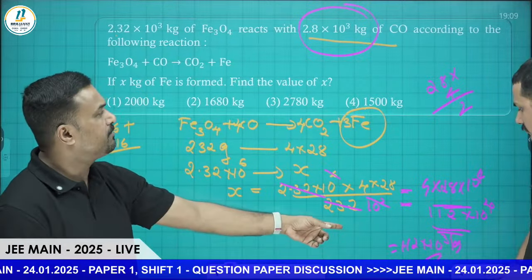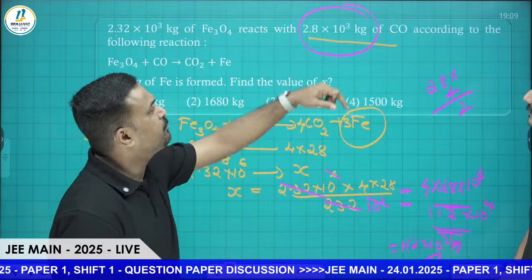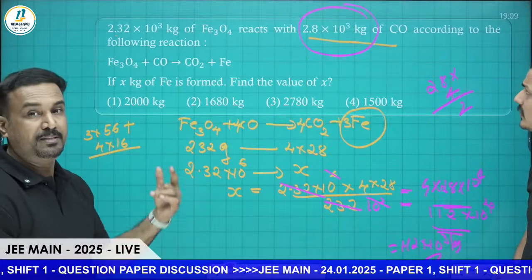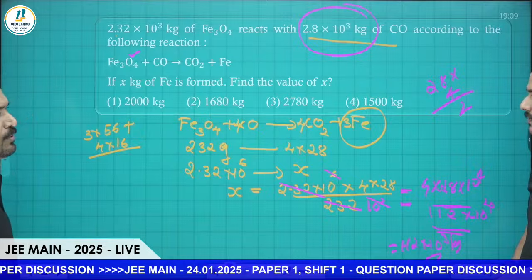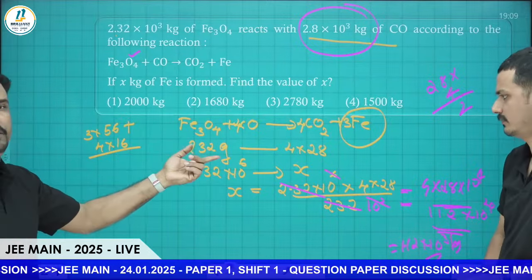This much will be formed. But they gave 2.32 into 10 power 3 kilogram, which means that is the excess. Then the limiting reagent obviously will be this one, Fe3O4. So based on that one, we need to find out.